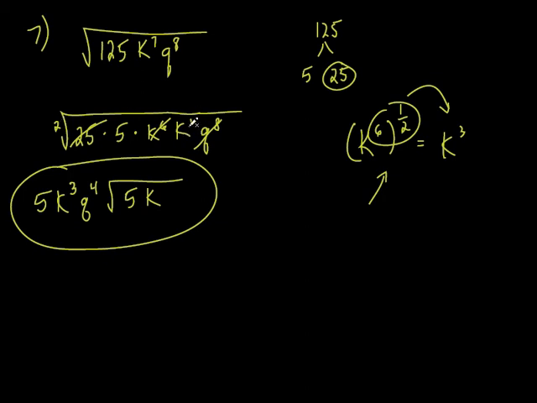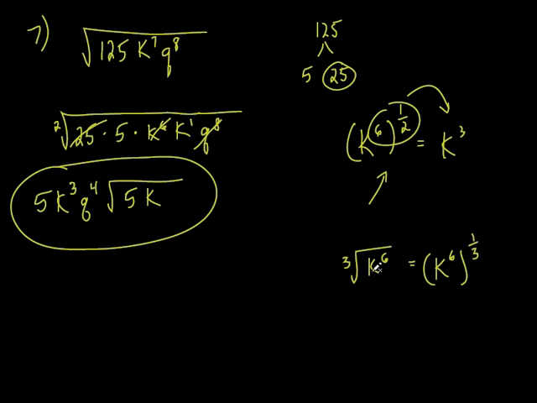Now, if this was a cube root and you had something that was divisible by 3, for instance, what if it was the cube root of k to the 6th? That's going to be k to the 6th to the what? What's the same thing as the cube root? It's the 1/3, isn't it?